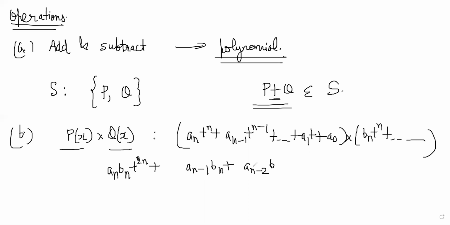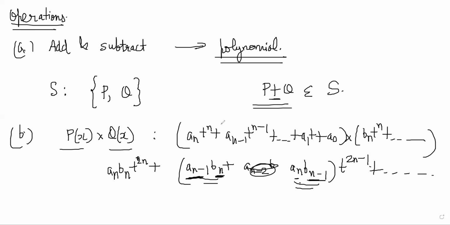You also get a_n into b_(n-1) as the t^(2n-1) term, right? So t^(2n-1) can only come from these coefficients, because a_n will give t^n, and this will give t^(n-1), and this will give t^n, and this will give t^(n-1), and so on. You can keep multiplying. It's just term by term multiplication.